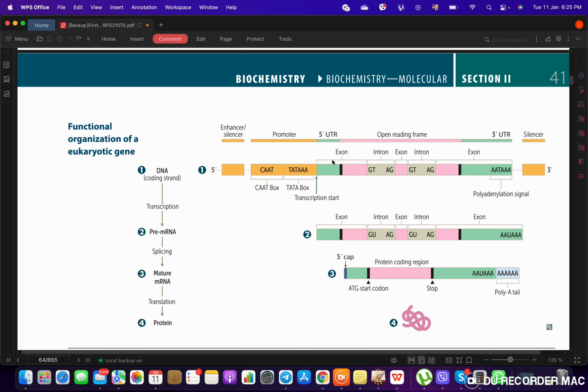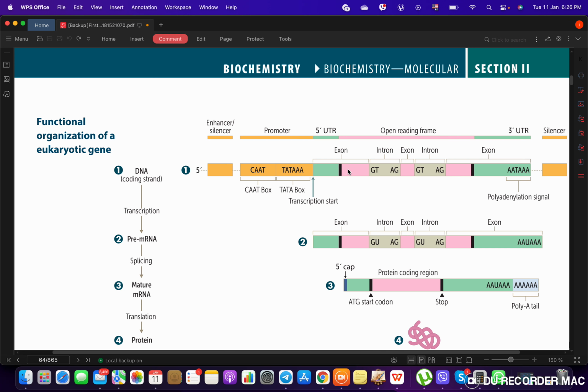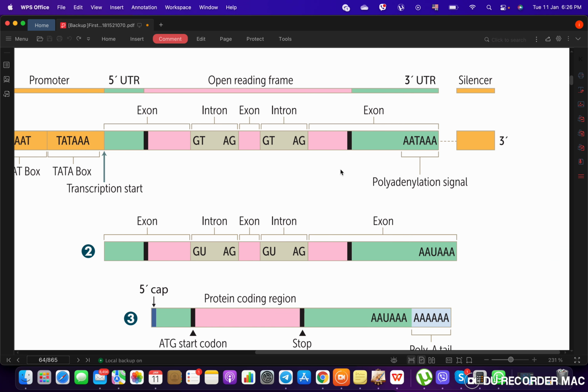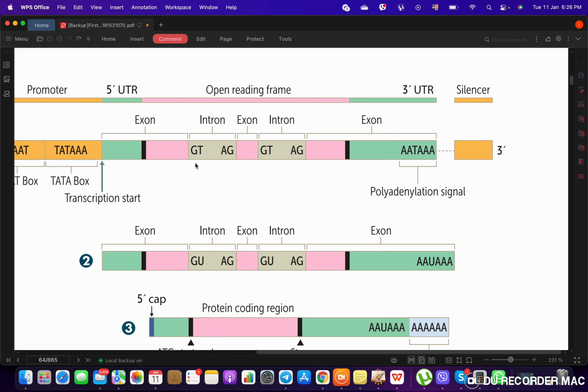So let's take a look and speak about how this process is happening. Okay, now we want to do transcription. Transcription is converting what to what, guys? DNA into RNA, absolutely. Notice there are a few things here I will speak about before I start the whole thing, so I will not waste time later.